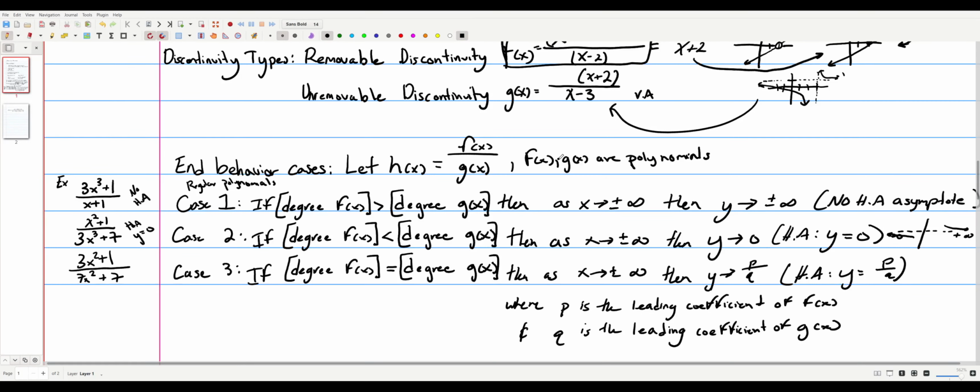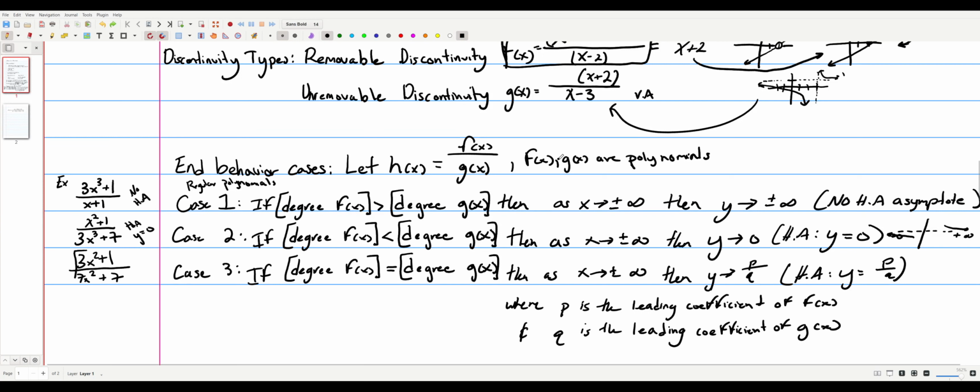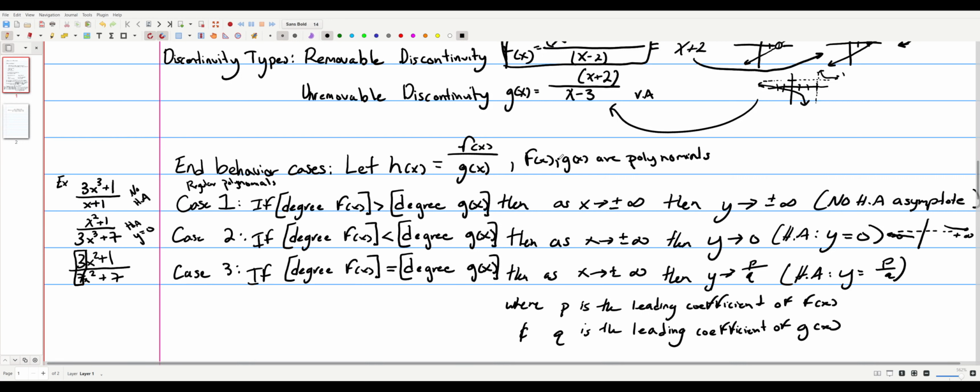And in our third case, if the degree of the polynomial on top is the same as the degree of the polynomial on bottom, then your horizontal asymptote is essentially a ratio of the leading coefficients of these polynomials. And so because they're both x squared, the horizontal asymptote is just going to be this fraction here, the leading coefficient on top over the leading coefficient on bottom. So the horizontal asymptote for this example will be y equals 3/7.